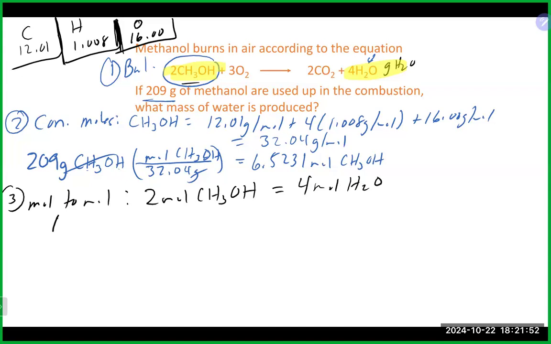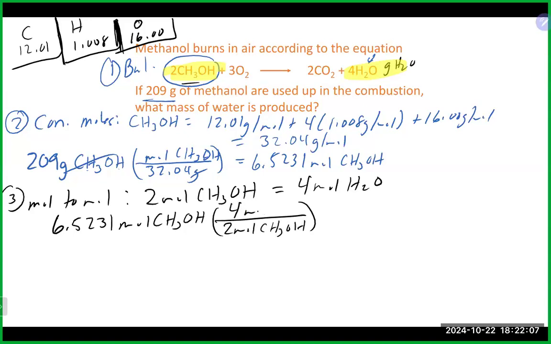So taking our number from the previous step and continuing on with our calculation, opposites cancel. So our methanol is going to go on the bottom. That's going to give us 2 moles of methanol on the bottom and 4 moles of water. That is the big stoichiometry move right there. And we're going to end up with, looks like about 13.046 moles of water.